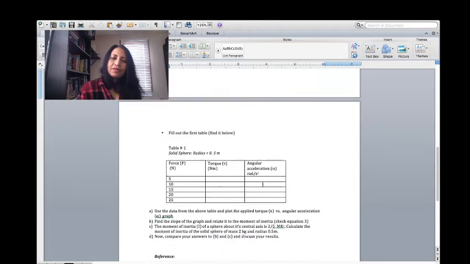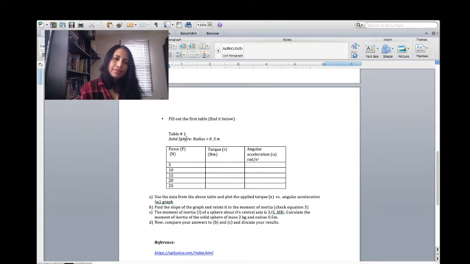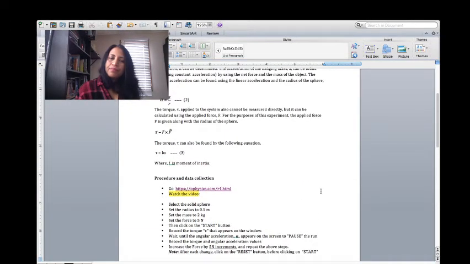You go back to the document, and here you have a table. The force values change from 5 to 25 in 5 newton increments, and the torque and angular accelerations are given in the simulation, so you record them. What you have to do is plot a graph of torque versus angular acceleration, with torque on the y-axis and angular acceleration on the x-axis. Once you plot this graph, it will look like a y equals mx type, and using the slope, you will be able to calculate the moment of inertia.